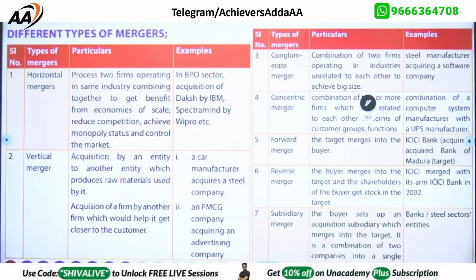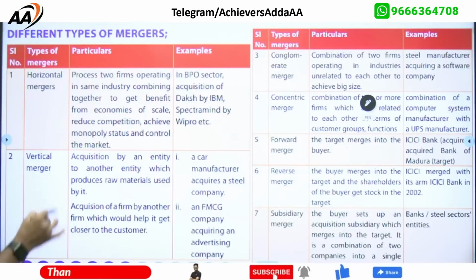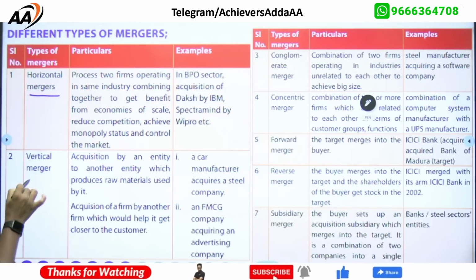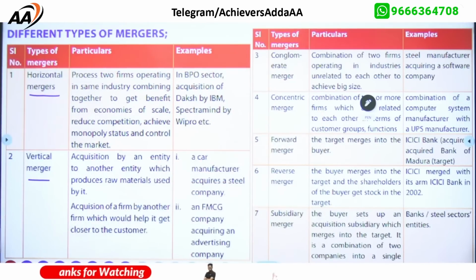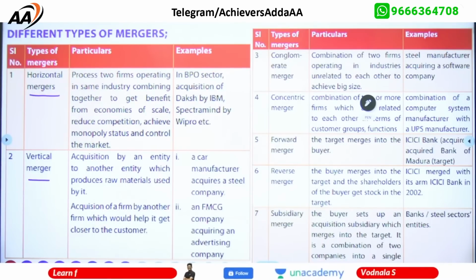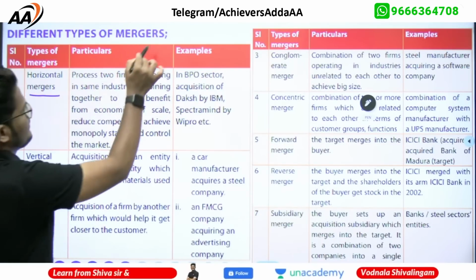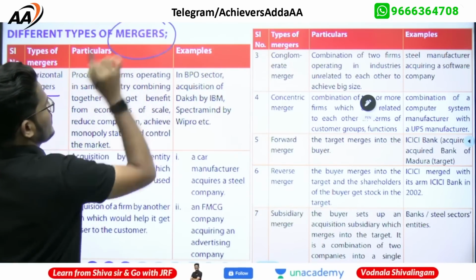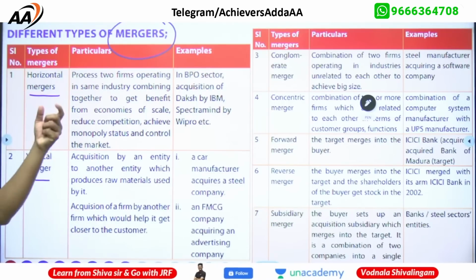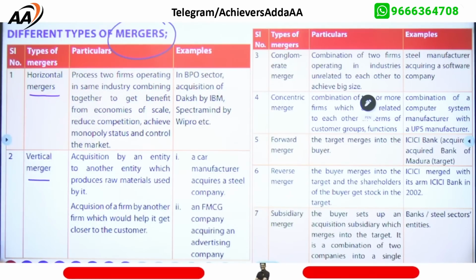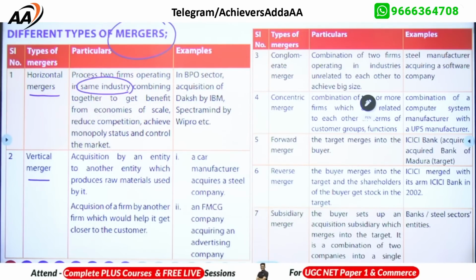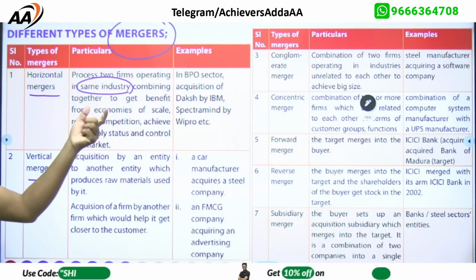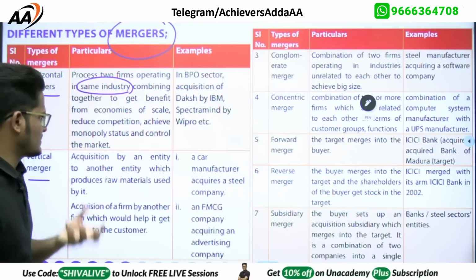Yes, okay. So types of mergers: horizontal merger, vertical merger, first two. Let us talk about the right side later. First one is horizontal merger. What is a merger? Merger is coming together. It is the process of two firms operating in the same industry combining together to get the benefit of economies of scale.